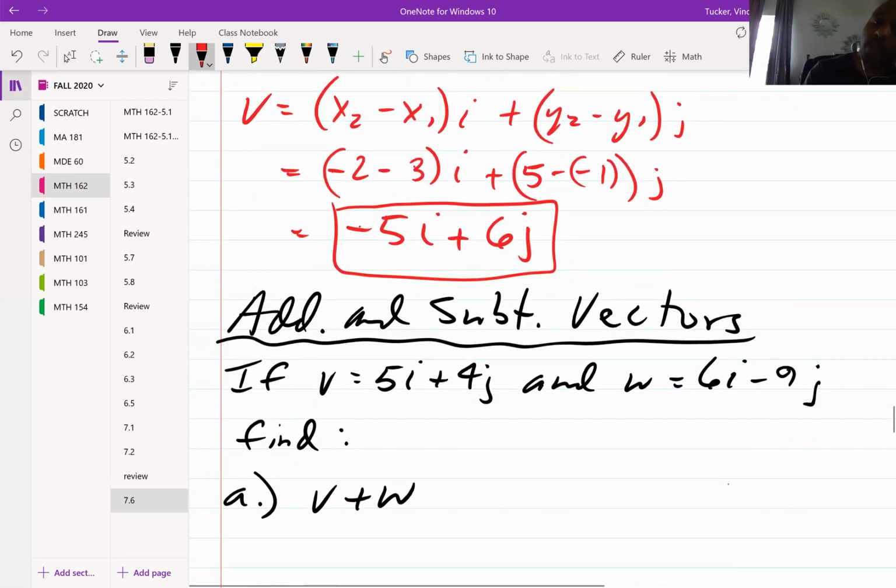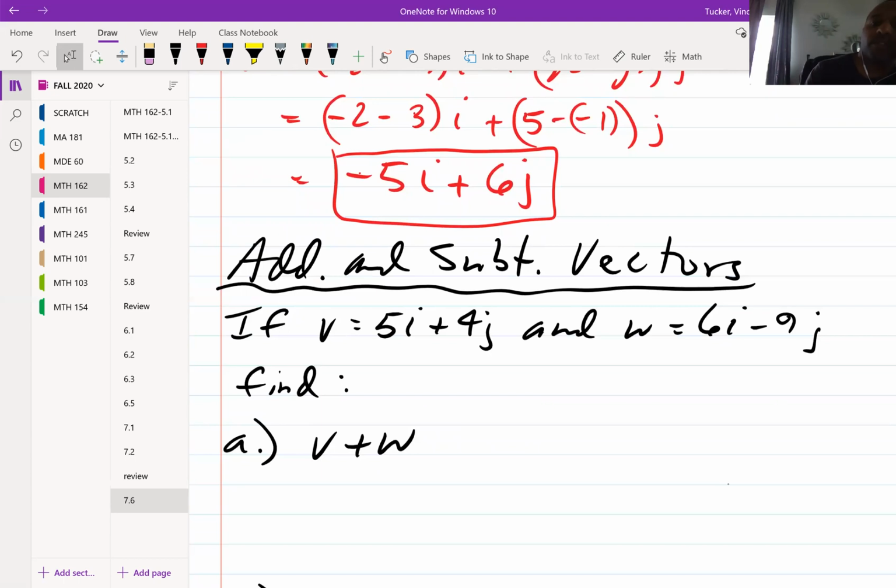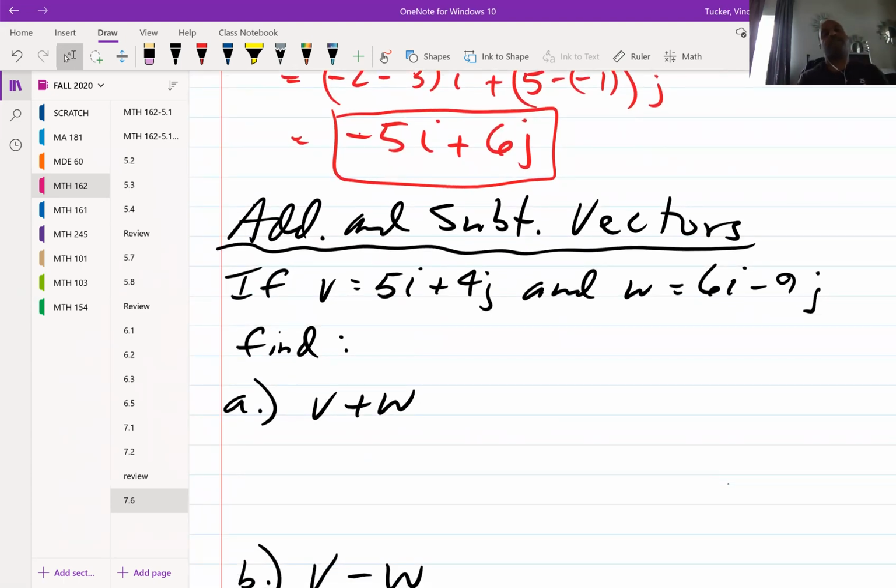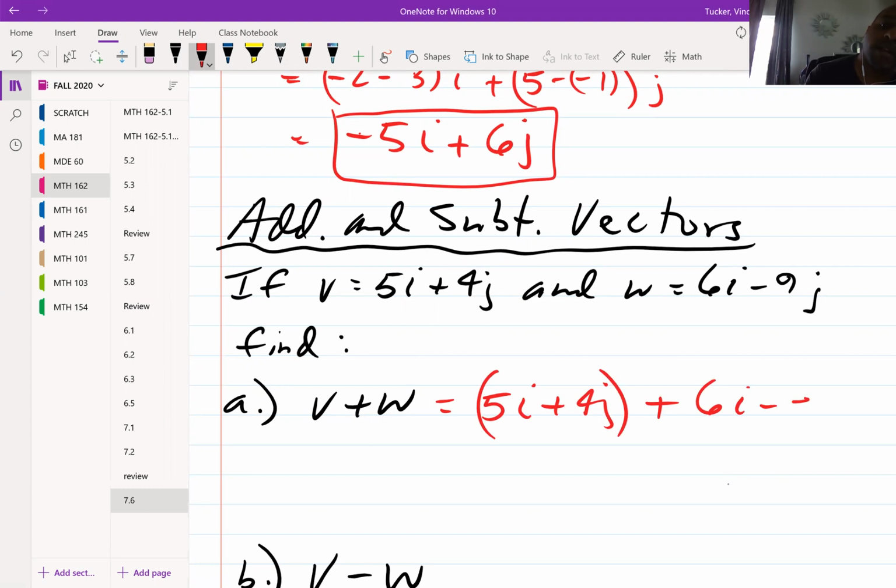All right. Adding and subtracting vectors. If we have v equal to 5i plus 4j and w equal to 6i minus 9j, we want to add them up, v plus w, and all you're doing is combining your like terms. So don't make that anything harder than what it is. 5i plus 4j plus 6i minus 9j. 5i plus 6i is 11i. 4j minus 9j is -5j.